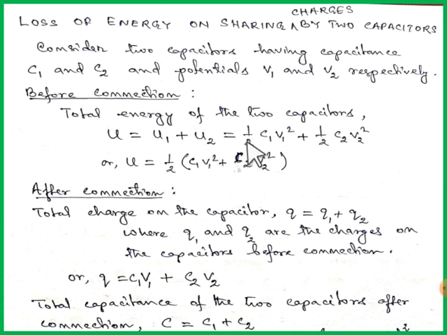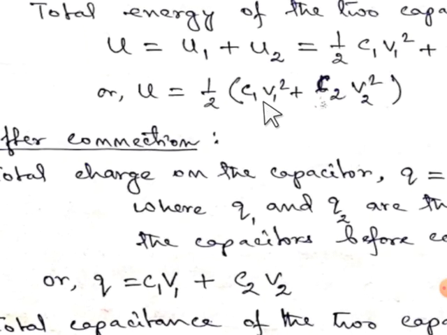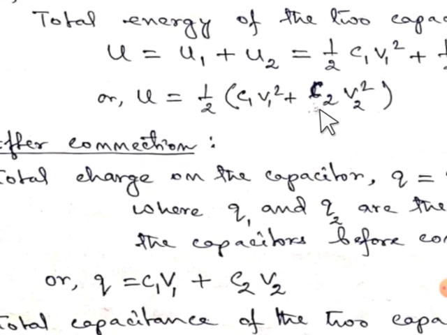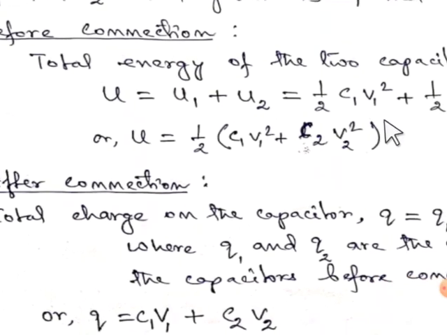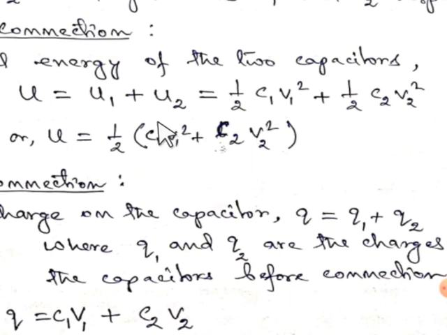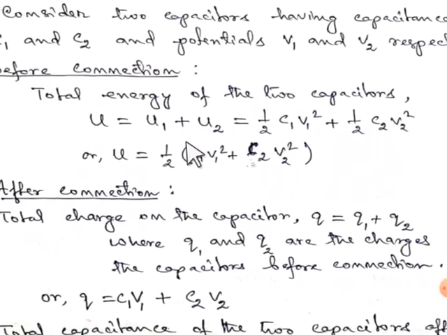So it will be equal to half C1 V1 square plus half C2 V2 square, right? Taking half common, the total energy before connection will be equal to this expression: half C1 V1 square plus half C2 V2 square. That is what we have seen here, right? So this is the total potential energy before connection. And let's see for after connection.